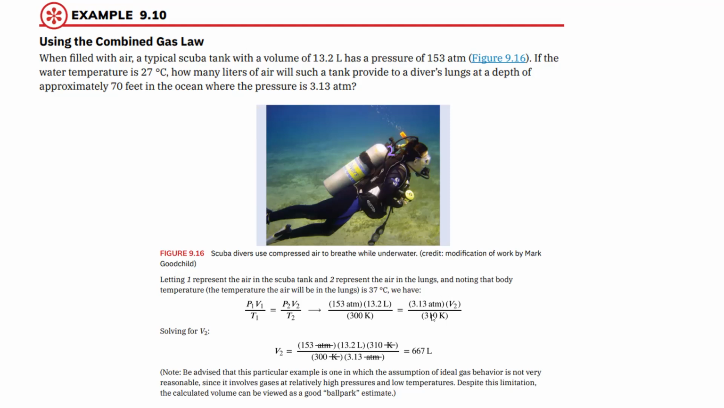Now this is going to be our conditions after the diver has breathed in that air. So we've got the new pressure explicitly given to us. And again, we've got to assume that the body temperature is just going to be regular body temperature, 37 degrees Celsius. But again, we'll convert that to Kelvin, so 310. And then V2 is just the piece that we're missing. So we could go through and just do the algebra, isolate V2 by itself. Ultimately, you could do this entire left-hand side, multiply by 310, divide by 3.13, just to get V2 by itself. And then with this, we're going to see that the volume in the lungs is going to be 667 liters.